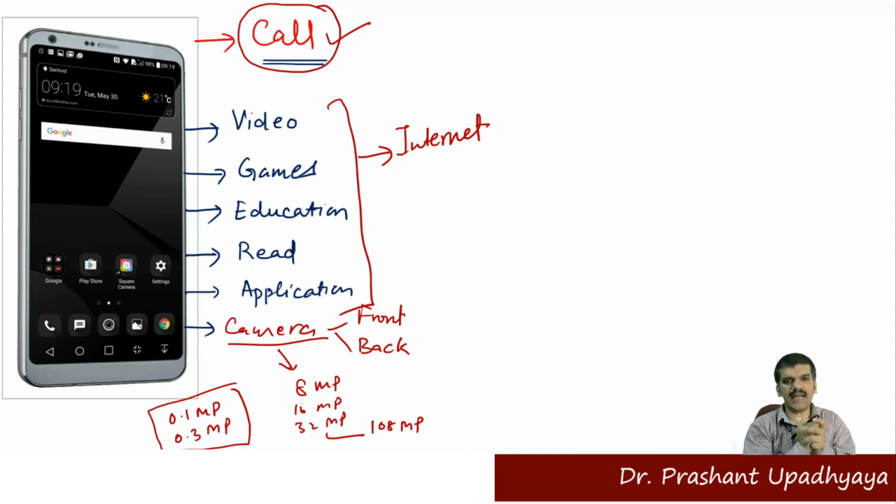So the question is again the same: how can all these things be done with that small mobile phone? The same thing can be done with your laptop, your tablets. How can it be done? So the answer is again the embedded system inside this mobile phone.